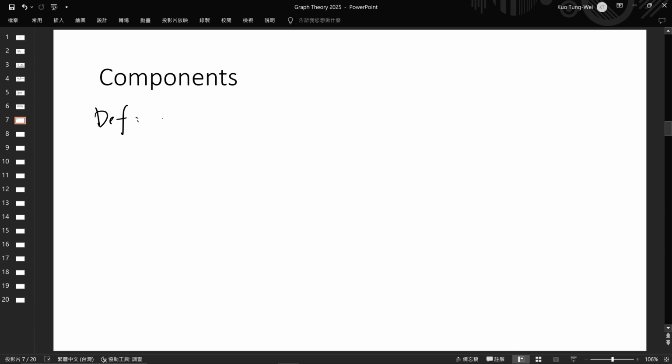So in other words, this means, what is a component? Well, a component will be a connected subgraph. Right, okay, so let's try this one. All right, so this is our first definition, okay? So we all know the meaning of connected. So what is a subgraph?